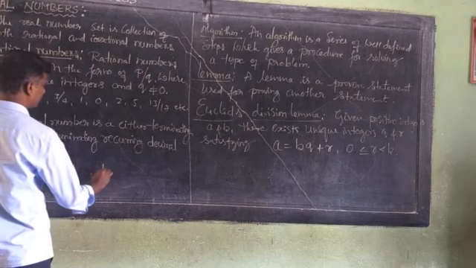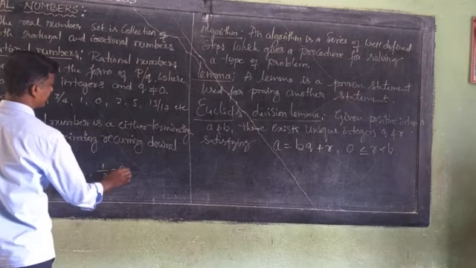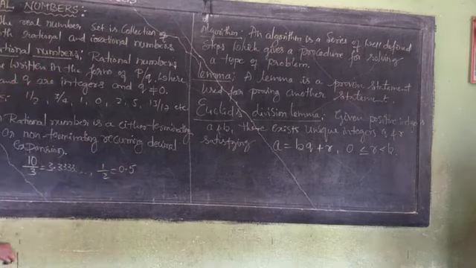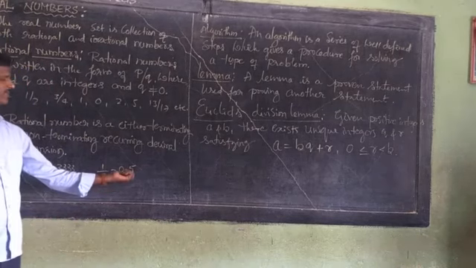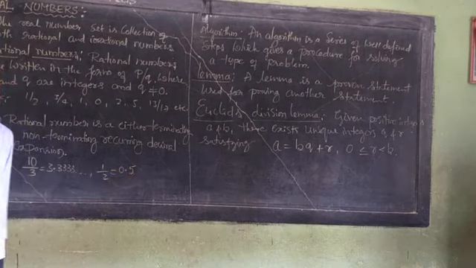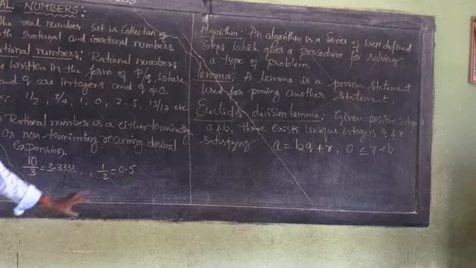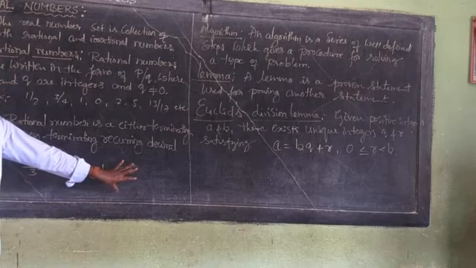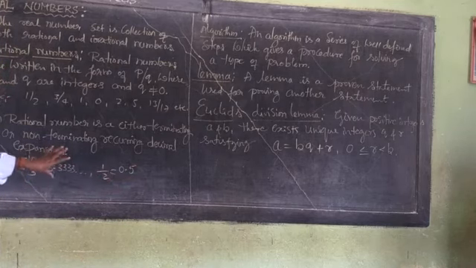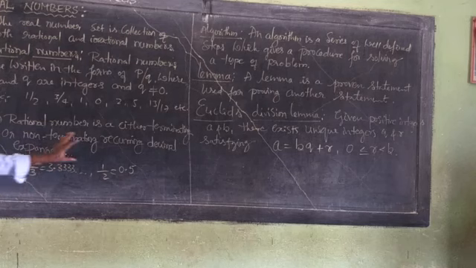If you take 1 by 2, 1 by 2 is equal to 0.5. This is a terminating decimal expansion. That means the decimal expansion ends after a digit. Okay. This is called terminating decimal expansion. The other is non-terminating and recurring decimal expansion. All these are called the rational numbers.